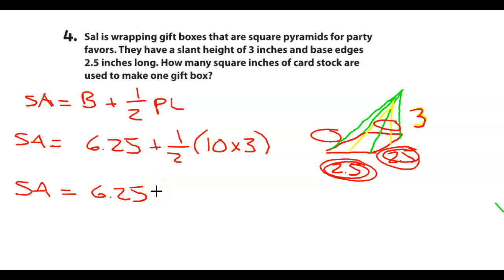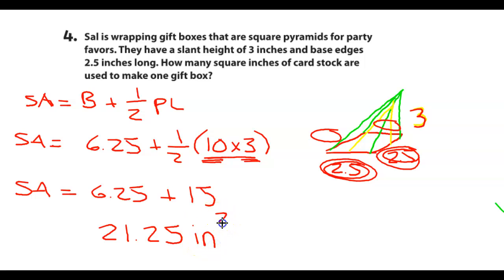Now, several different ways you can do this. 10 times 3 gives me 30. Half of 30 gives me a 15. So we can add those together. And again, if you wanted to, you could do half of 10, which is 5, and then you can do 5 times 3, and that gives you 15. So let's add those together, you guys. When we add them together, we're going to get 21.25 square inches. Let's go ahead and abbreviate square inches as inches squared.